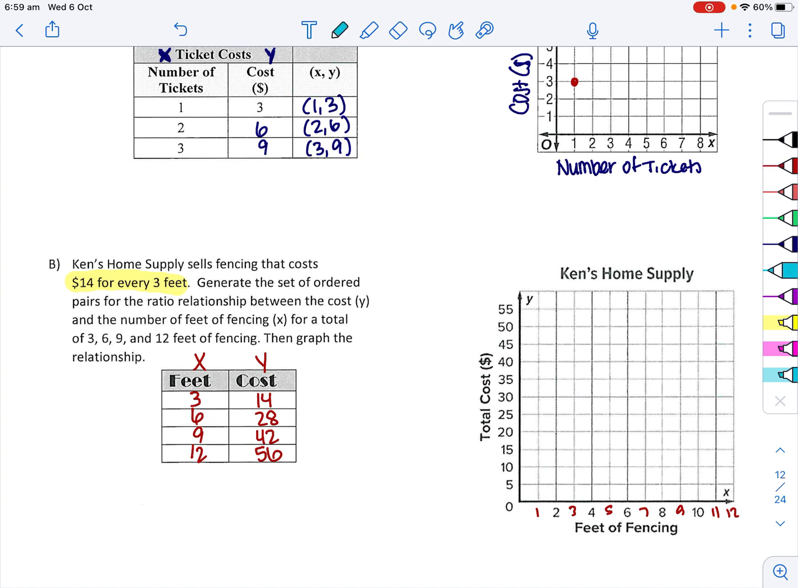Now, if we do it like the first one, I can write this as 3, 14, 6, 28, 9, 42, and then 12, 56.